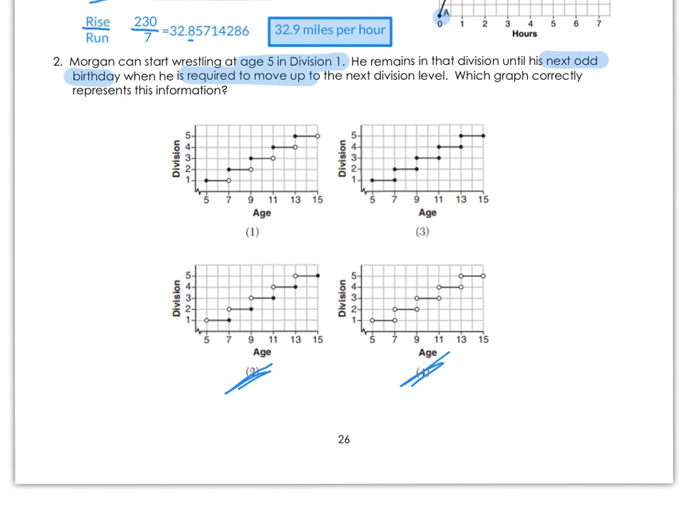So between 1 and 3, when I look at the next odd birthday, his next odd birthday here would be 7. So at 7, he must move up to the next level. Can't stay in Division 1 at age 7. So I think it's 1 because there's an open circle for Division 1 at age 7, and at age 7, you would move to Division 2. So the correct answer is 1 here.